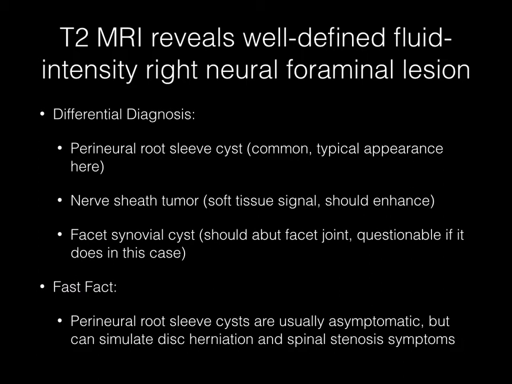This axial T2 weighted MR image of the spine reveals a well-defined fluid intensity right neural foraminal lesion. The differential diagnosis here should include perineural root sleeve cyst, and this is the common typical appearance of this lesion here. Your differential can also include nerve sheath tumor, although you would be shown an image of the lesion enhancing in this case. Facet synovial cyst can also be mentioned, although this lesion should definitely abut the facet joint, and it is questionable if it does it here.